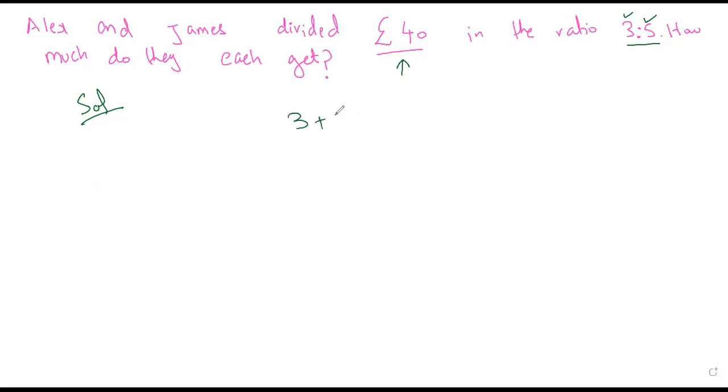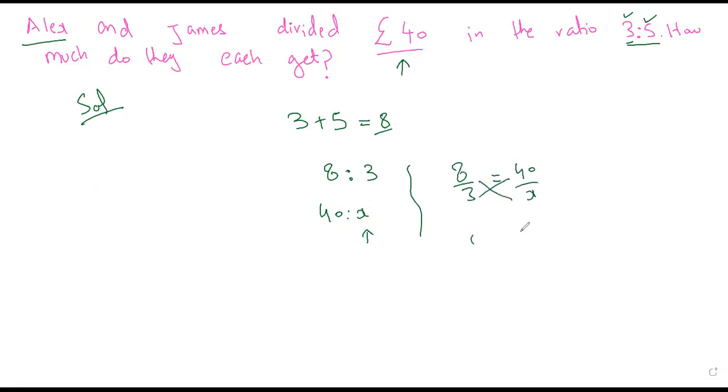So 3 plus 5 will give me 8. And this is basically telling me that I can find for Alex this way, 8 ratio 3. Obviously, we have thousands of methods of doing this question, but this is how I am used to doing this. So 40 ratio x, this x will give me the share of Alex, right? Because 3 is for Alex. And I will make the proportion by equating these ratios. 8x equals 40 multiplied by 3.